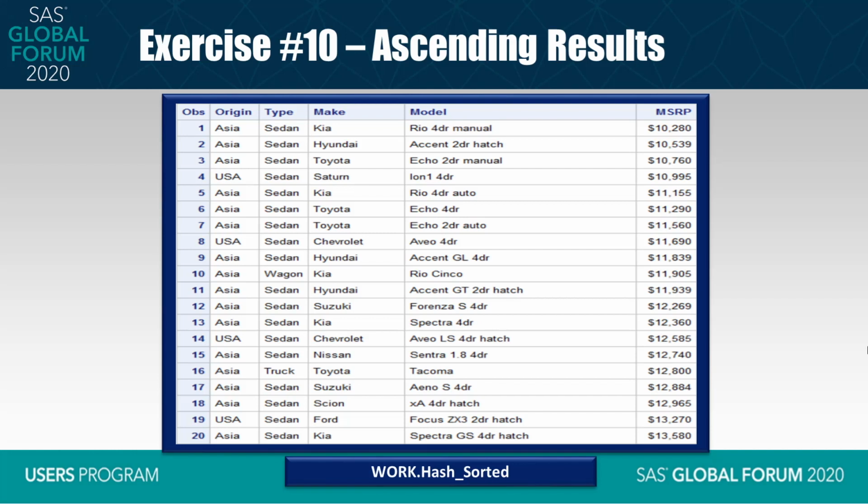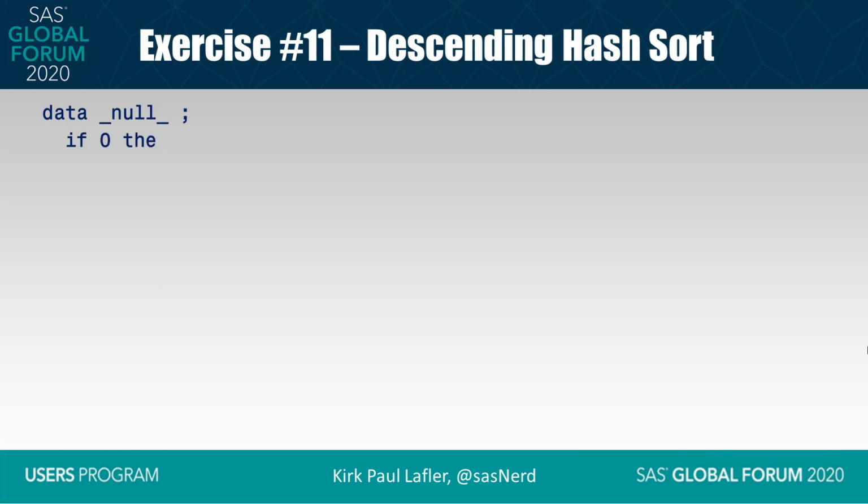Now, I only displayed the first 20 records, but there are over 400 records contained in here. And of course, you can subset, etc., in the hash object or in your PROC PRINT or PROC SQL to reduce the size of the result set.